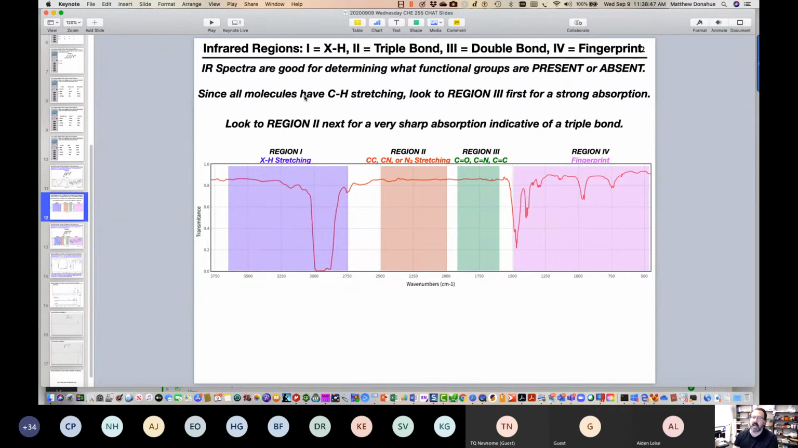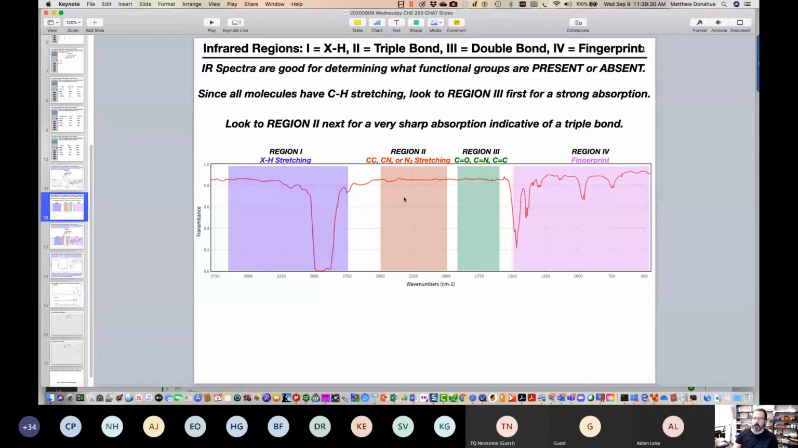And so according to this short algorithm here, because all molecules have CH stretching, everything we look at is going to have a peak there. So really, we want to go to region 3 first to see if there's a peak. That can tell us if there's a CO pi bond, CN, or CC. Really, for the most part, it's CO, because those are the strongest, right? Because we said, based on the difference in electronegativity, those will have really strong absorptions or peaks. Then you can go to region 2 to see if there's alkyne, nitrile, or azide.